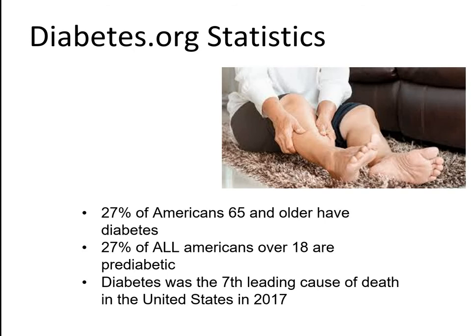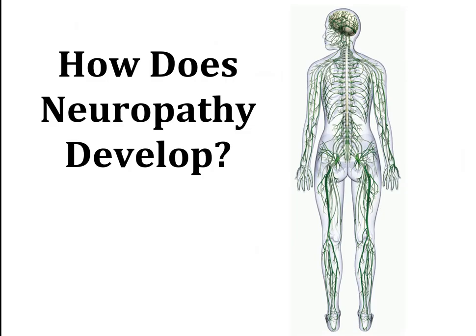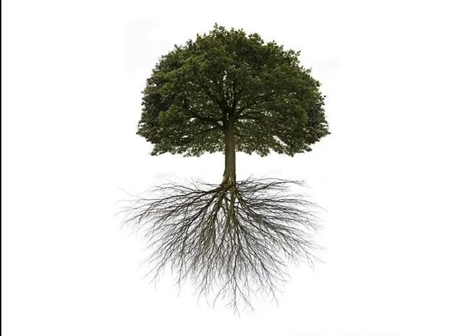So it's a really big problem that a lot of people just don't talk about, don't think about, and don't hear about. So let's talk a little bit about how neuropathy develops. So think about a tree. A tree has a root system that goes down, and that's kind of like how our nerves are. You notice in these branching roots, they get smaller and smaller as they go down. You see that? Our nerves are similar to that because they go out and they get smaller and smaller.